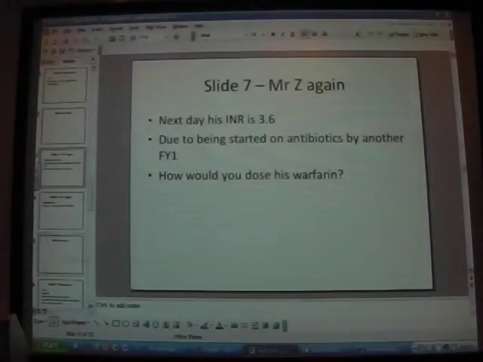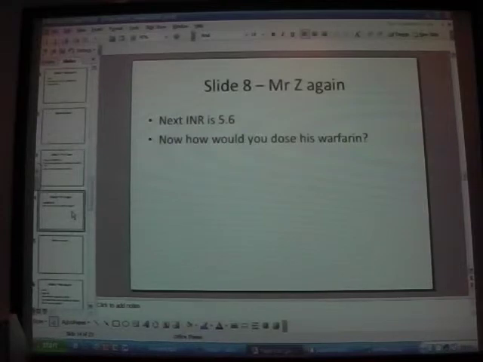Right, moving on now. The next day the INR is 5.6. So how would you dose the warfarin now? You're going to have to do this very, very confidently next year. You have to prescribe maybe 3 or 4 warfarin a day. Sorry, you're not using that. No, just ignore that. I'll explain in a moment. Ignore the chart on the back page.